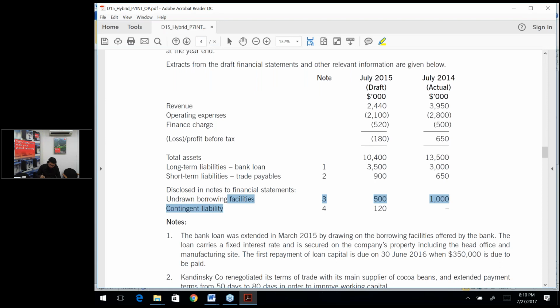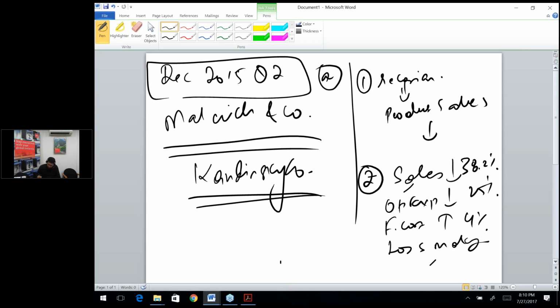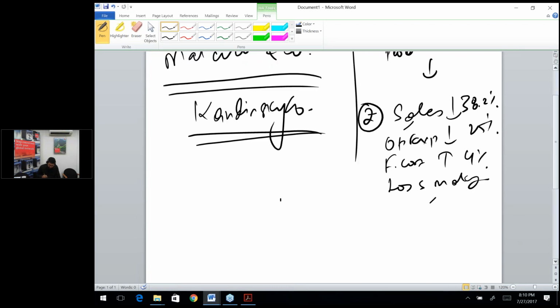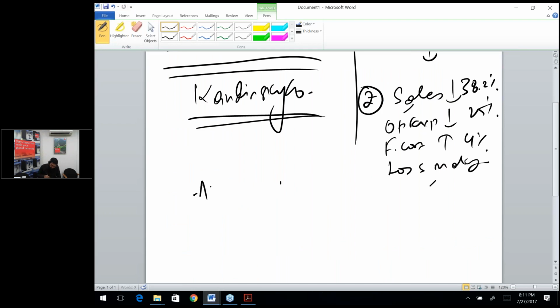What else is there? If we talk further, what we can discuss is that the company has entered into a loss. It was a profitable entity, but now it's a loss-making entity. What else? I'm going to discuss the things, but let's just discuss the question first. The total assets, which were 13,500, have gone down to 10,400 now. So the value of the assets has gone down. What is the reason behind that? We don't have an idea.